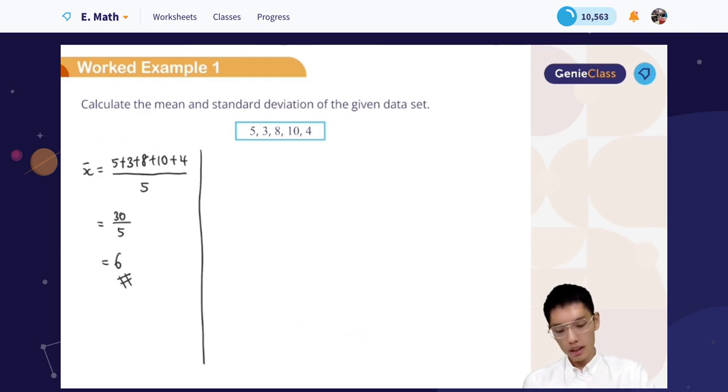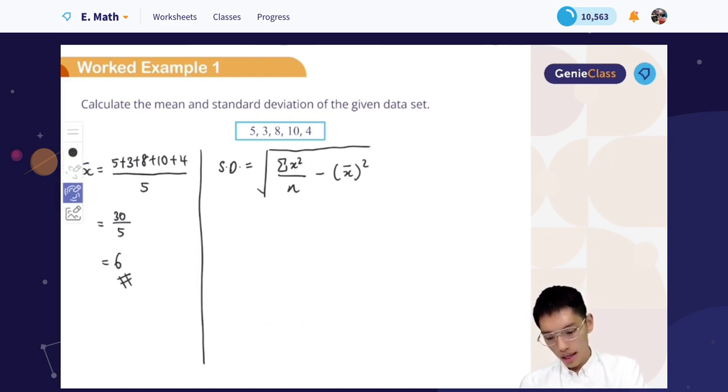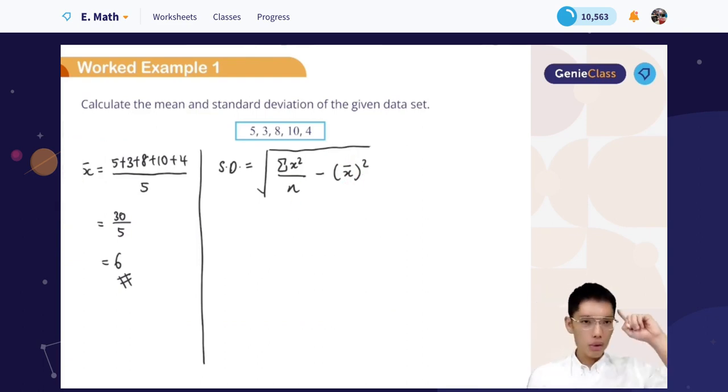Now, standard deviation. Let me write down the formula for you to recap first. Standard deviation, I write here as SD. It's going to be the square root of sum of x squared over n minus the square of the mean. Now, before I carry on, does anybody want to give it a shot? This one is not an issue, this one is not an issue as well, but I want you guys to think about it.